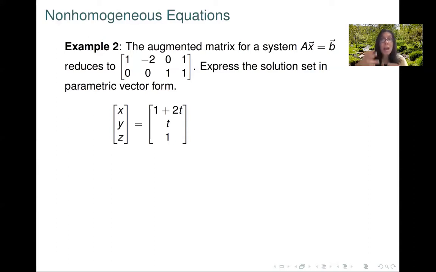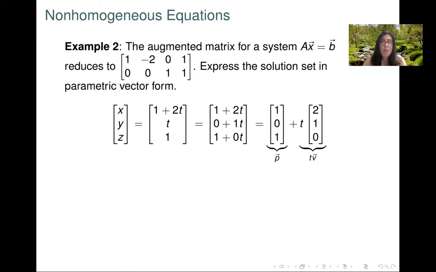So that means that I want to write every entry in that vector as some constant term plus some multiple of t. So rewriting the x term, I don't have to do anything because it was already 1 plus 2t. Thinking about y, another way to write that is 0 plus 1t. And thinking about z, another way to write that is 1 plus 0t. And now I can write the vector 1, 0, 1 and add t times the vector 2, 1, 0. So I'm able to find my parametric vector form because I wrote everything as a constant plus a multiple of t.